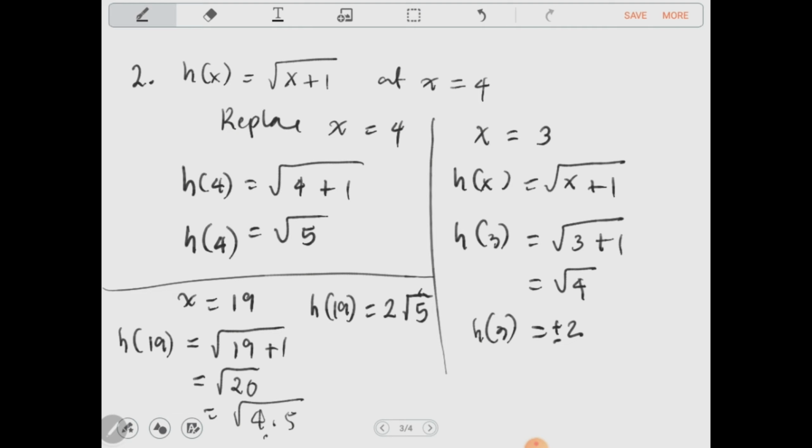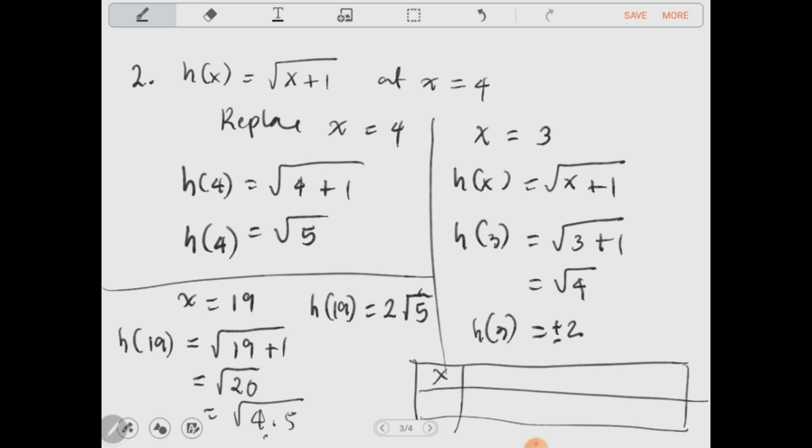So here, if you are going to put this into a table of values, you have here the values of x, and here is the output of h for each x value. So let's have number 3. For number 3 we have 2. Okay, if x equals 4, we have square root of 5. If x equals 19, we have 2 square root of 5. So if you write down your answers in a table of values, that is how it looks. Okay?